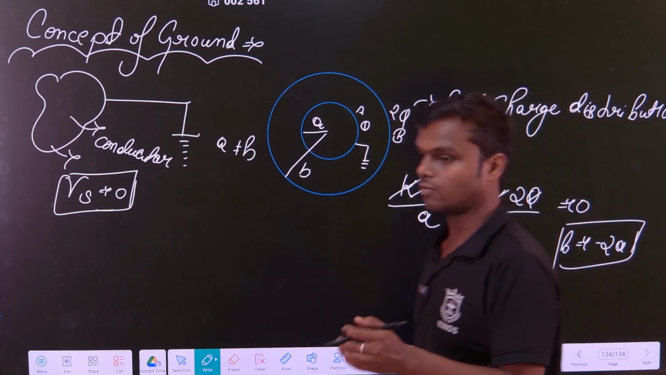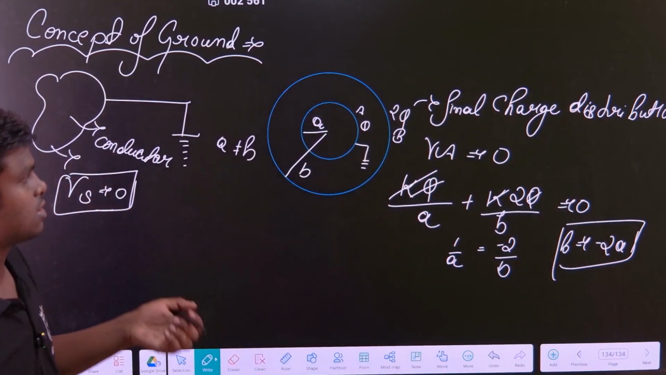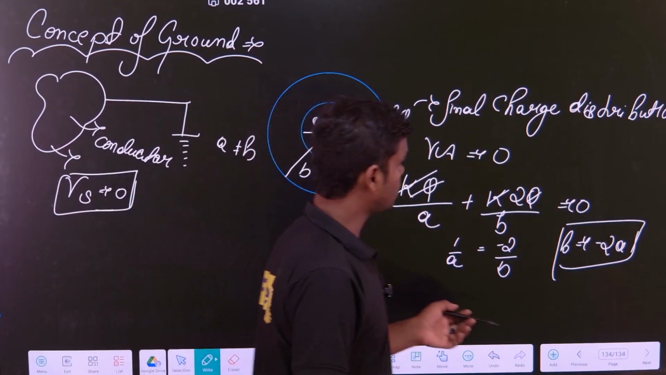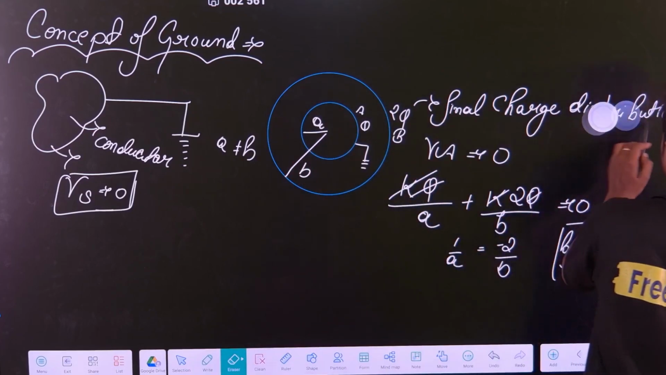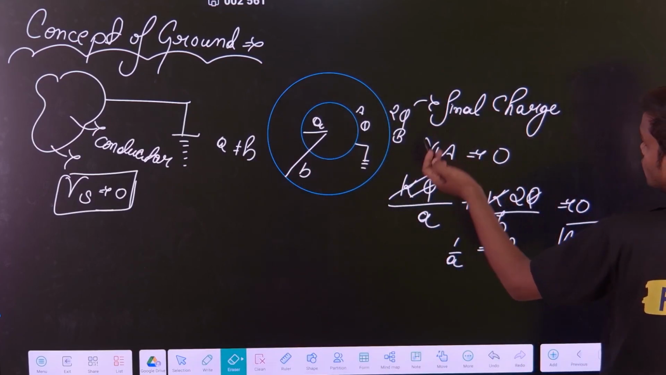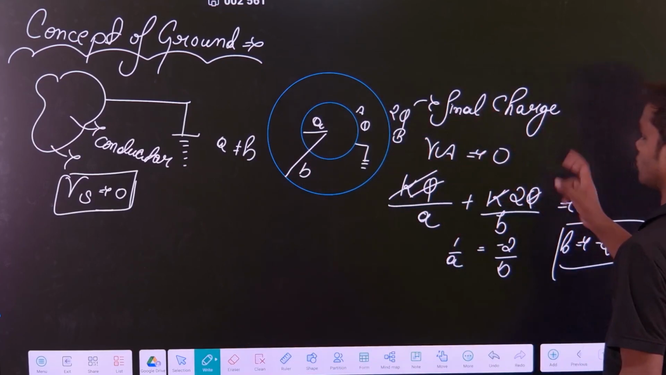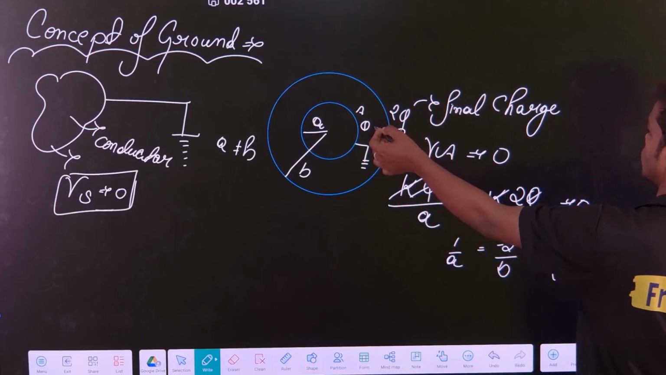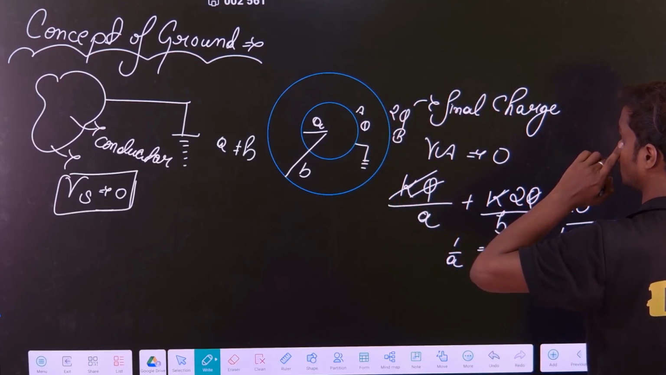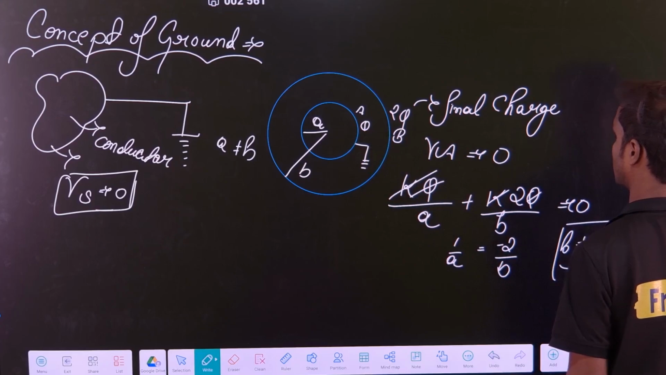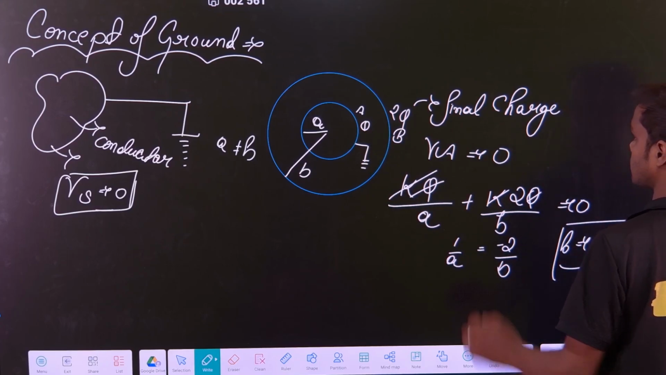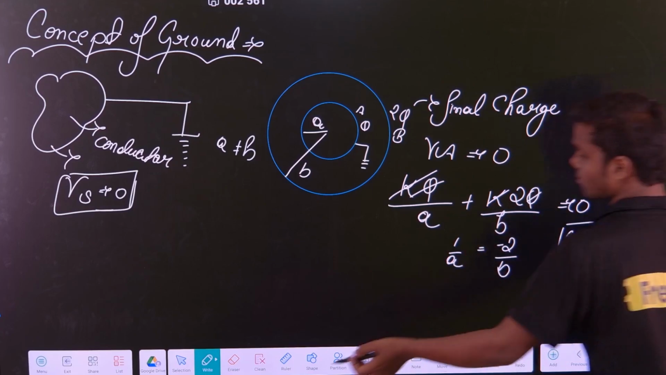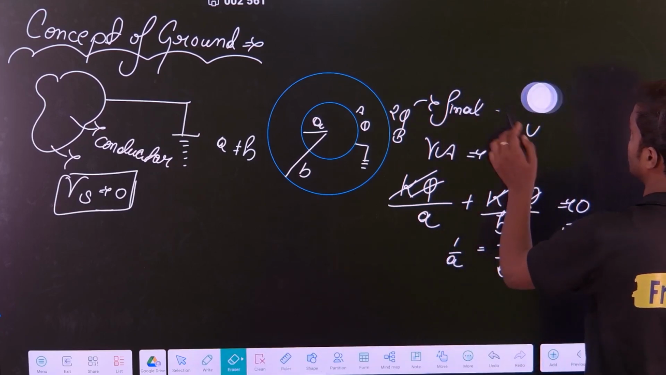Are you getting my point? What is going to be the charge distribution? We are getting the relation B is equal to minus 2A. Okay, this question I have to change. Basically this question should not be like this, because there is no connection. So charge only flows to the ground. There is no chance that charge can flow from here to here if you are connecting this conductor to this plate.